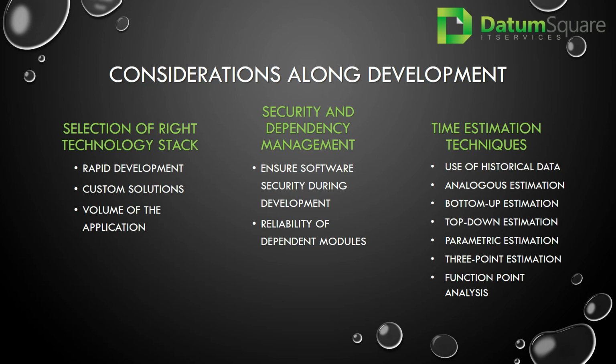Our sixth technique is 3-point estimation, which is quite interesting. A 3-point estimation uses 3 estimates for each task: an optimistic estimate, a pessimistic estimate, and a most likely estimate. The final estimate is then calculated by taking the average of the 3 estimates. Last but not least is function point analysis. Function point analysis involves making an estimate for the whole project based on the functionality of the software. In similar terms, the more features it has, the longer it takes to build it.